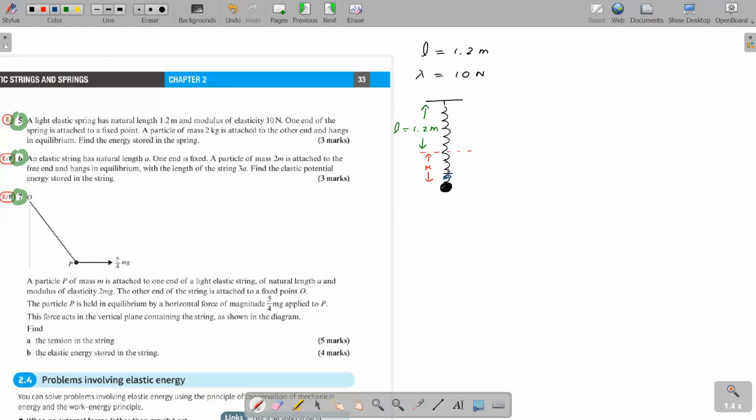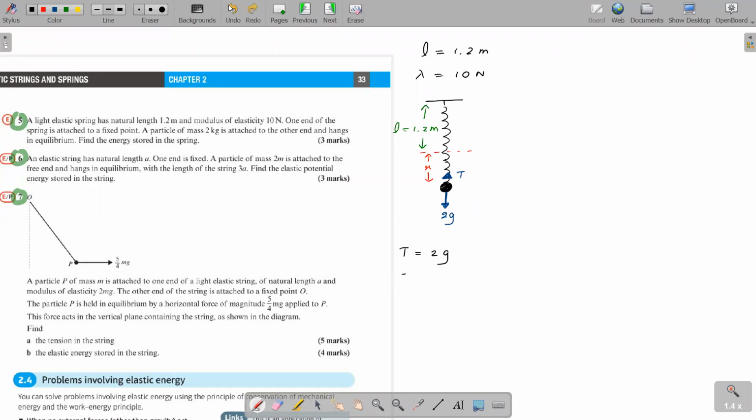Upwards, you have the tension. Guys, the tension must be equal to what? Downward, you have the weight. What is the weight? 2 kilogram, 2g. So tension must be equal to the weight in order to be in equilibrium. Do you get me? Okay, so then let's equate them. Tension is equal to 2g.